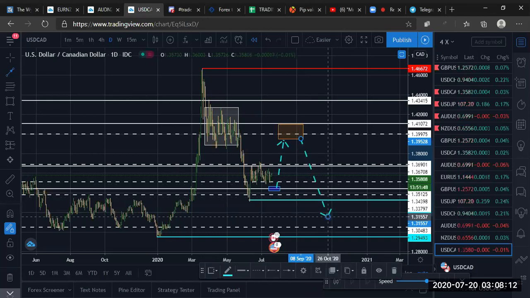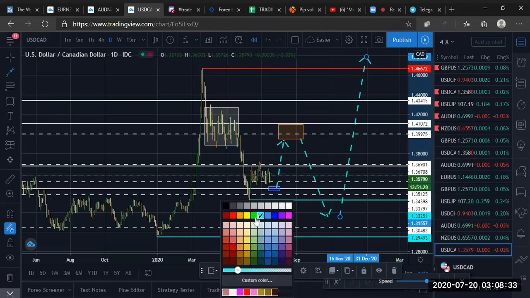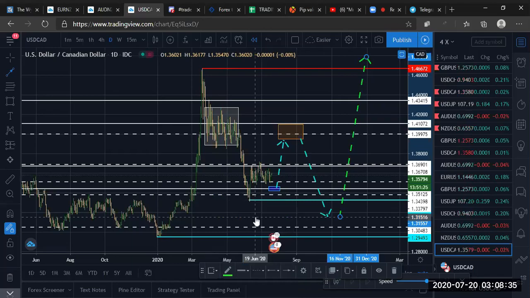Somewhere in the area. Especially if it's acting like it wants to reject off of this line, I am expecting a nice big move up to continue the uptrend that it already had. But like I said, that is a very long-term perspective. But I do trade long-term. I trade long-term because it gives me more time to jump on other charts.